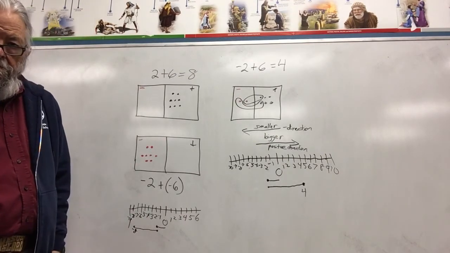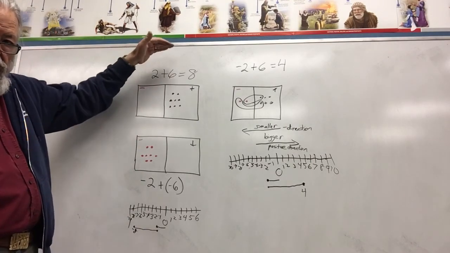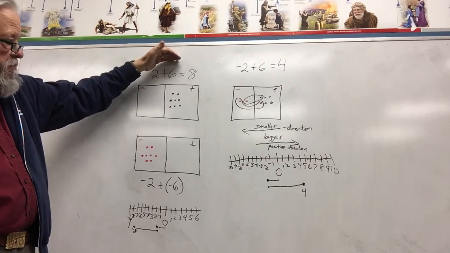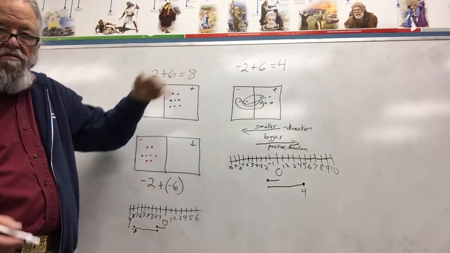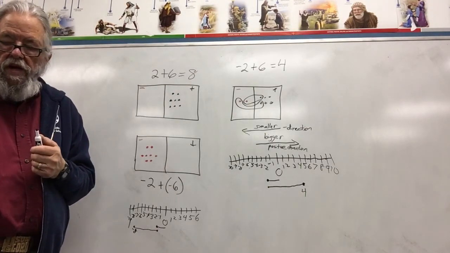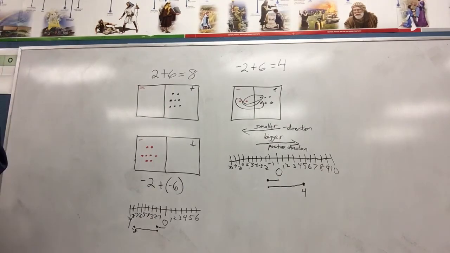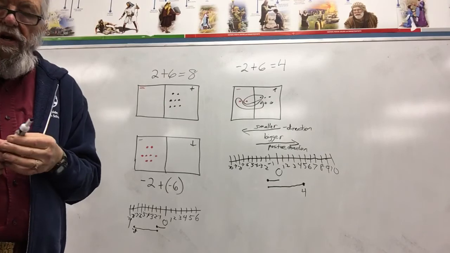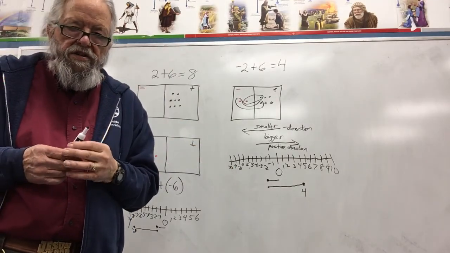Okay? And this would just be the opposite way. I'd go from 0 to a +2, and then I'm adding a +6, so I still go in the positive direction, and I would wind up at +8. All right, hope that helps you. So your assignment there is page 491, the evens.